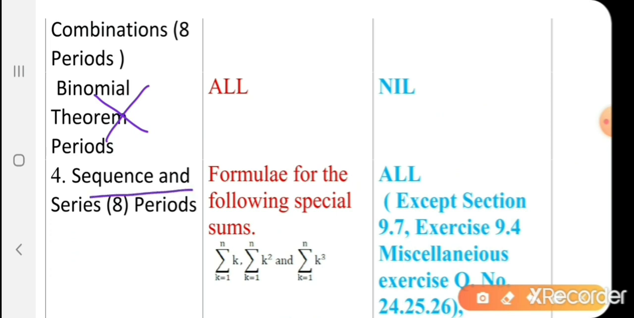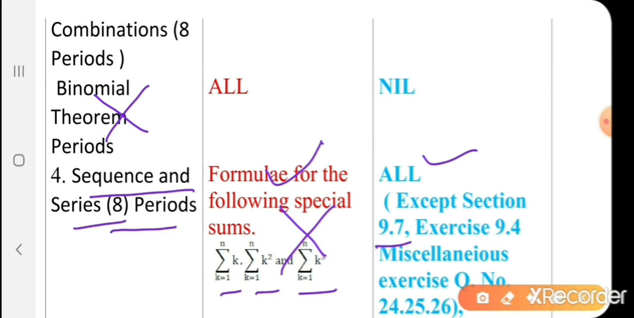Sequences and series. We have to finish in 8 periods. These formulas are excluded: the summation of k, the summation of k squared, the summation of k cubed. That means we have to read all except sections 9.4 and 9.7, exercise 9.4, and miscellaneous questions 24, 25, 26, which are excluded. We have to read all the rest.